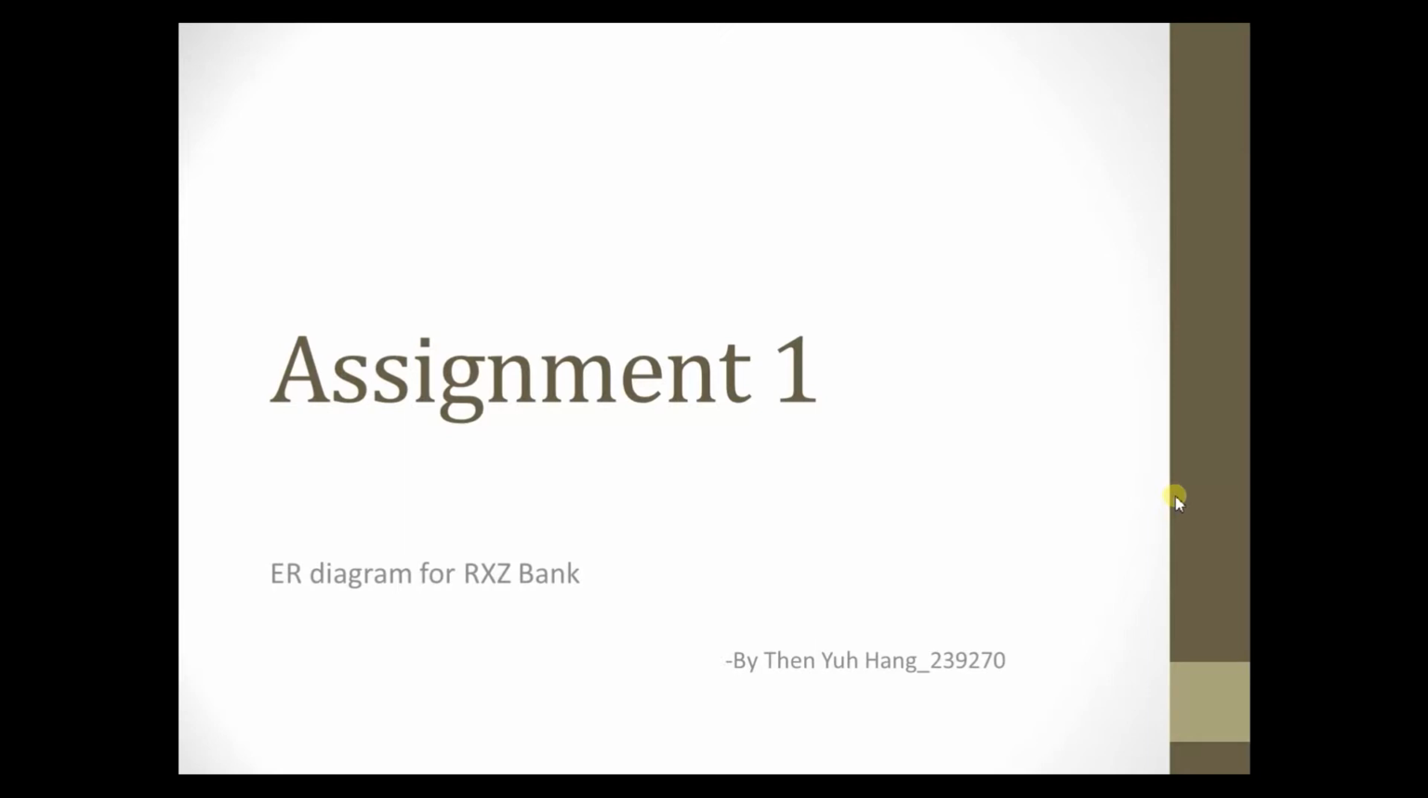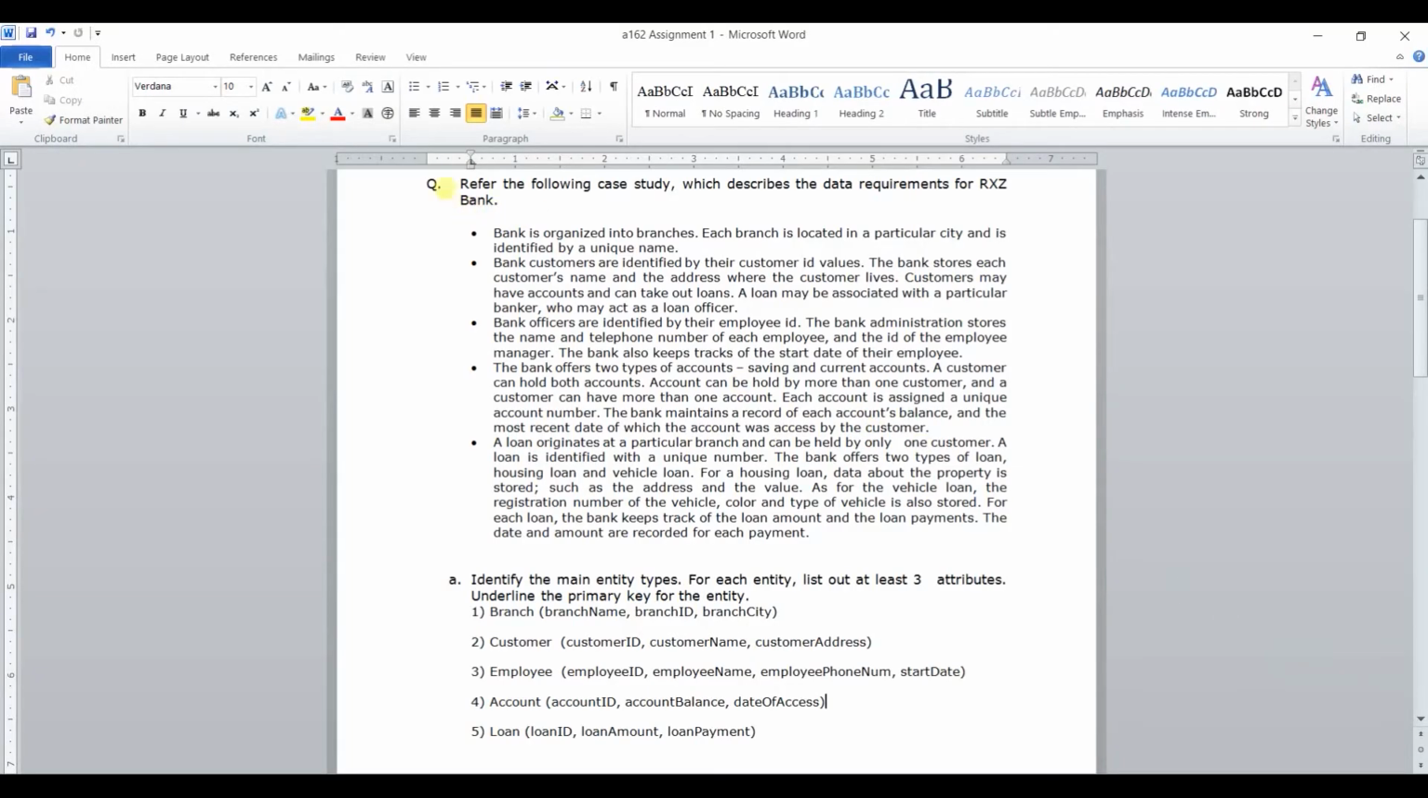Today I would like to explain my assignment 1, which is about the cost database. The question is asking us to draw the ER diagram for the RxJet Bank. So this is the question. This is the case study, and the first question is asking us to identify the main entity types. For each entity, list out at least 3 attributes and underline the primary key for the entity.